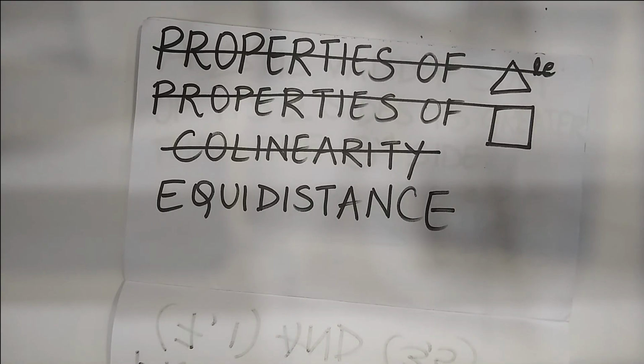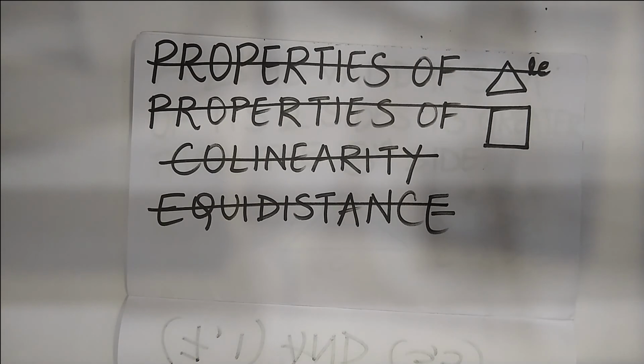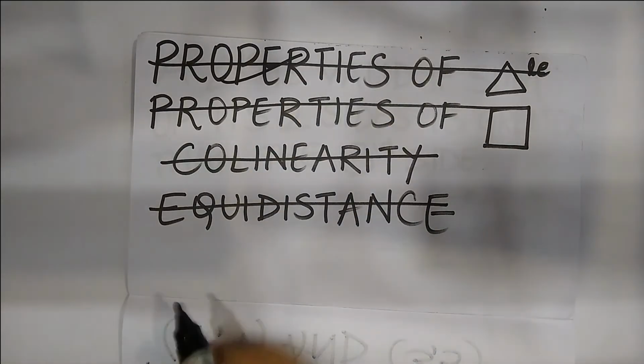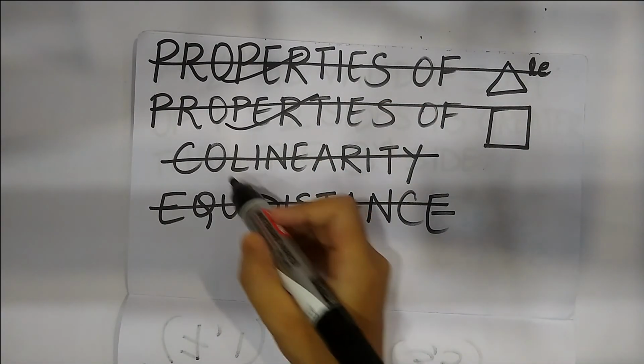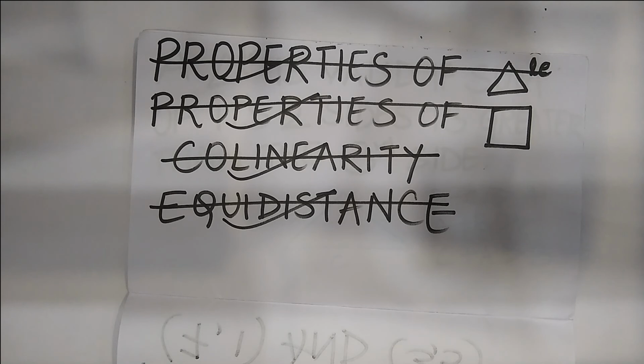So now that we have done the problem on equidistance, we can even wrap up equidistance. We performed problems on the properties of a triangle, properties of a square, collinearity, and equidistance. So this is the end of your distance formula, but not your coordinate geometry. In this, we only discussed problems related to the distance formula. In the next session, we will be talking about the section formula.